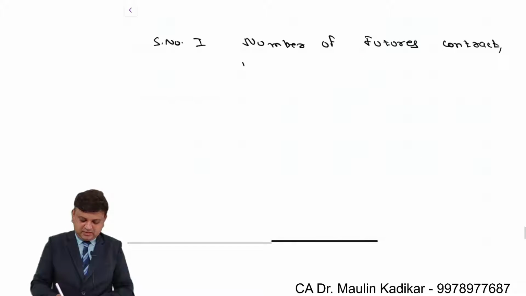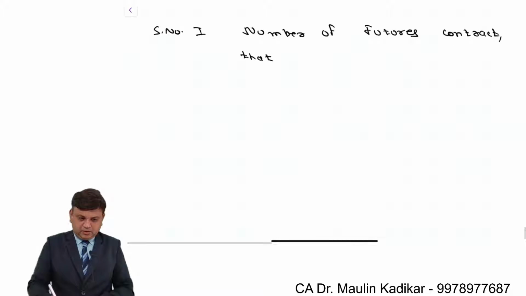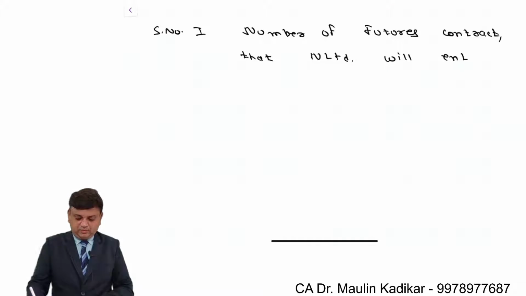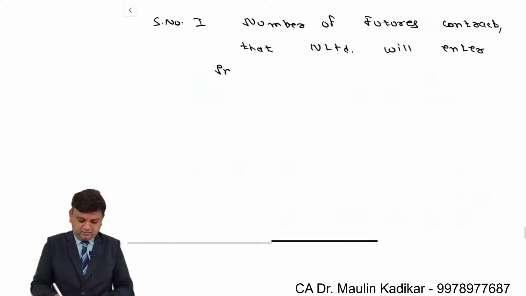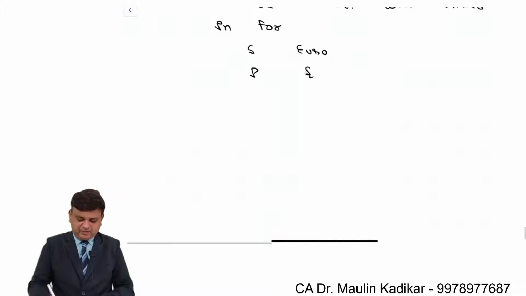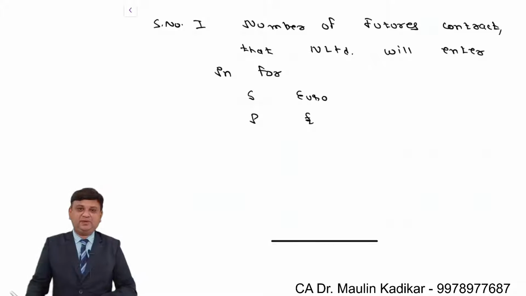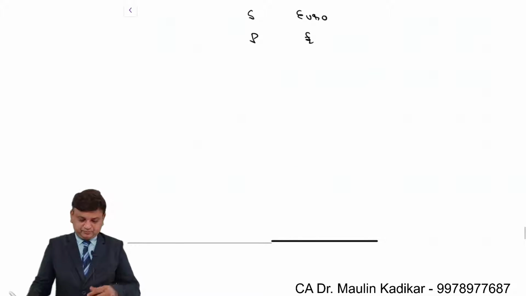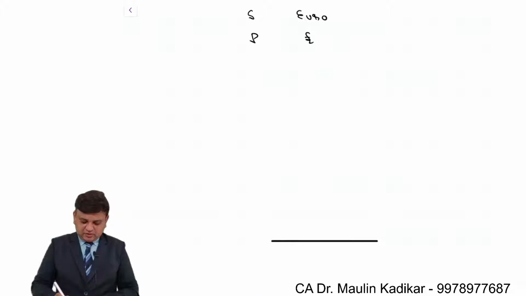that N Ltd, that is the UK company, will enter into for sell of euro and purchase of pound. This is the number of contracts to be entered upon. So let us see contract and amount.